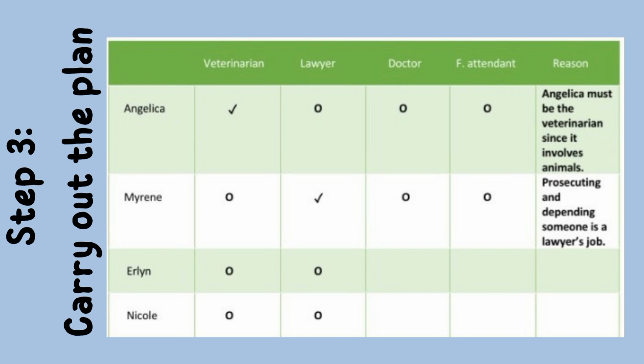In the second clue, it is said that Myrene is trained to prosecute or defend someone in court. Prosecuting and defending someone is a lawyer's job. So technically, we can conclude that Myrene is a lawyer. So she can't be a doctor or a flight attendant anymore. Erlene and Nicole can't be a lawyer too.